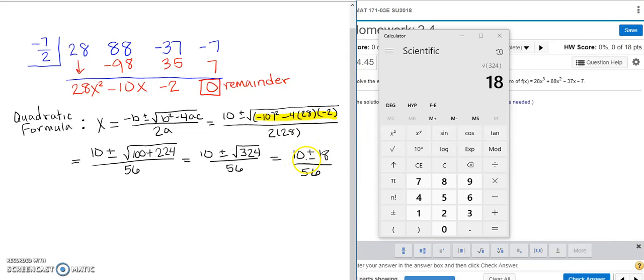This is where I actually separate it and I do each answer separately. So I'll do this whole fraction with a plus, and then I'll do the whole fraction with a minus. So 10 plus 18 is 28, divided by 56 is 1/2. x equals 1/2. And then I'll do it with a minus, so 10 minus 18, negative 8, divided by 56.